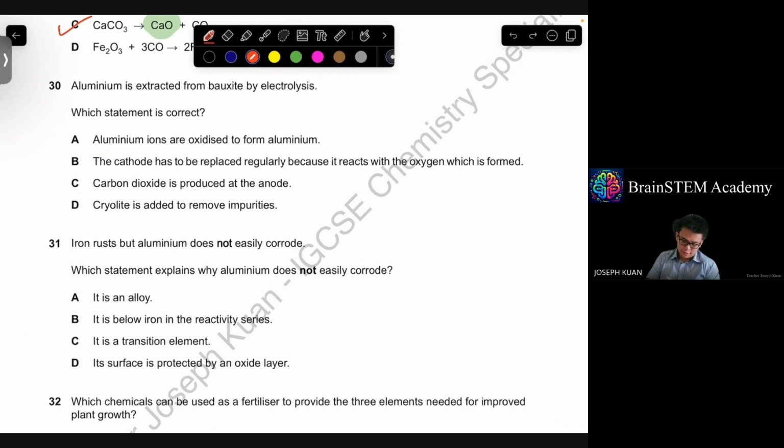Aluminium ions are not oxidized but reduced. It is the anode that has to get replaced regularly because the anode produces carbon dioxide. And C is the answer. Cryolite doesn't remove impurities, but instead it lowers the operating temperature by improving electrical conductivity of the setup and also acting as a solvent for alumina.